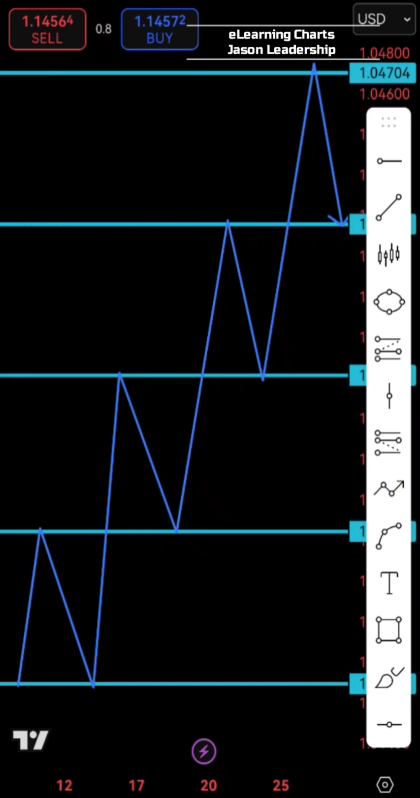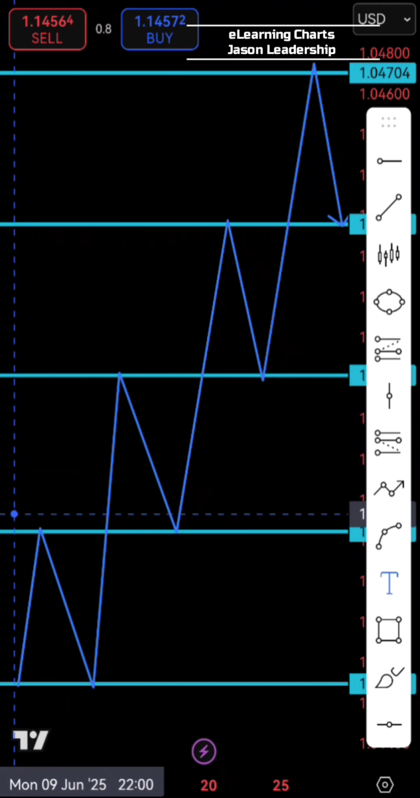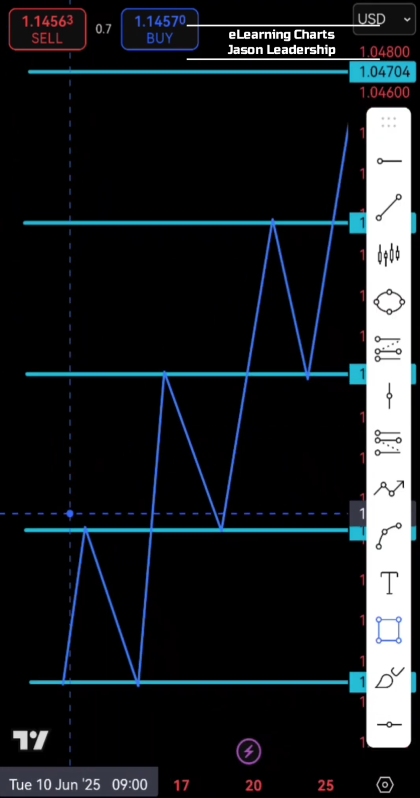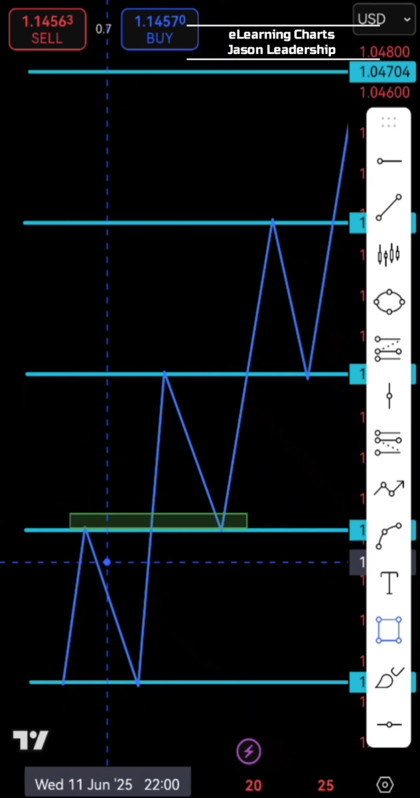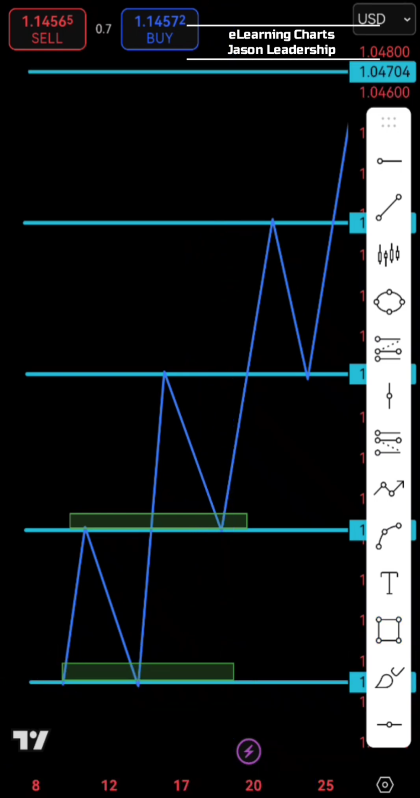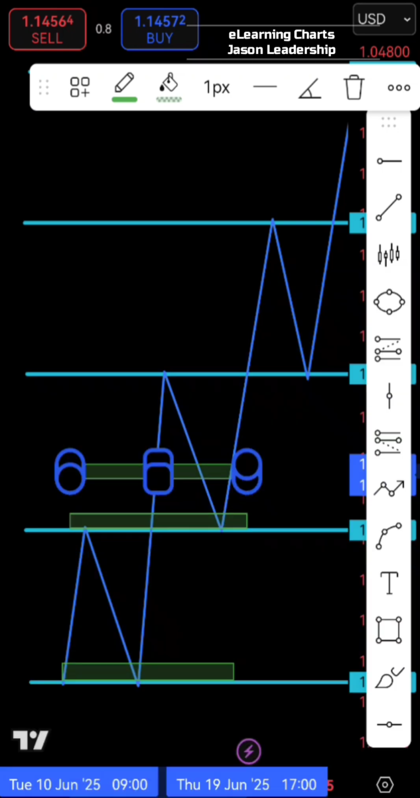So this is where we mark structure. My apologies. These are the structures here and then here. Okay, and then we mark another structure here.